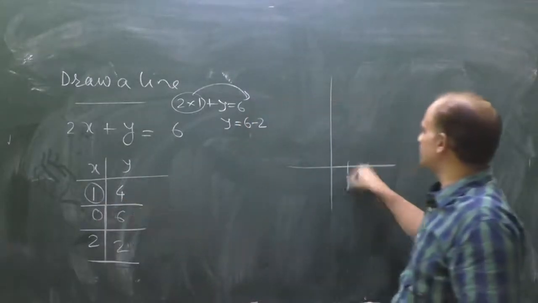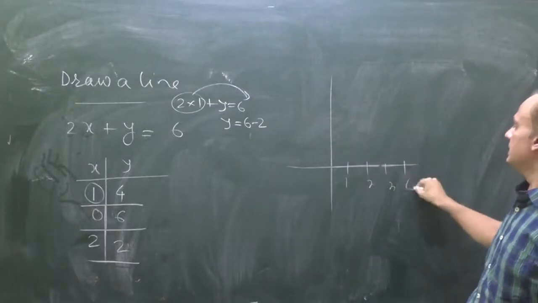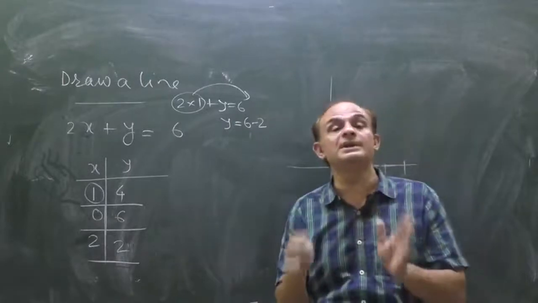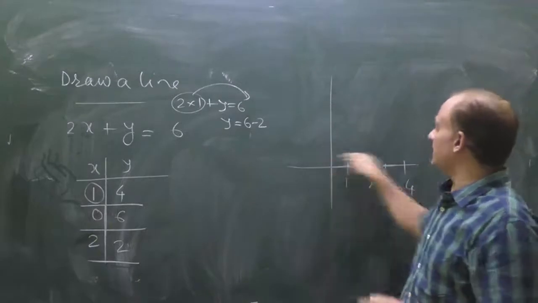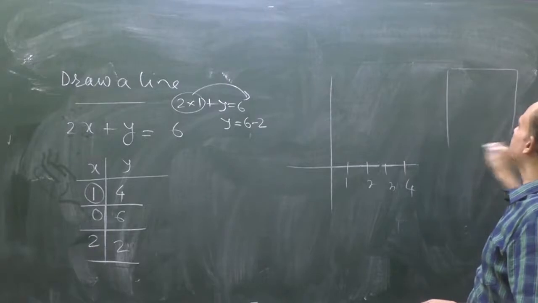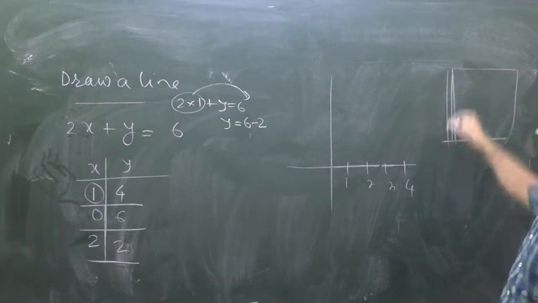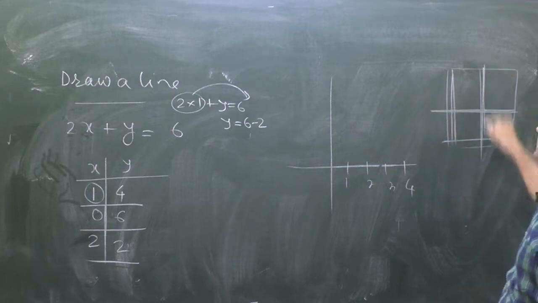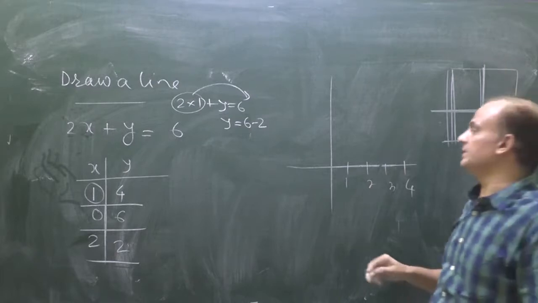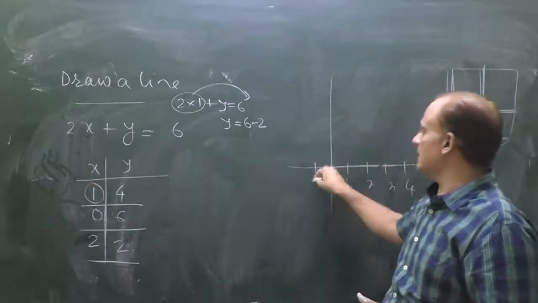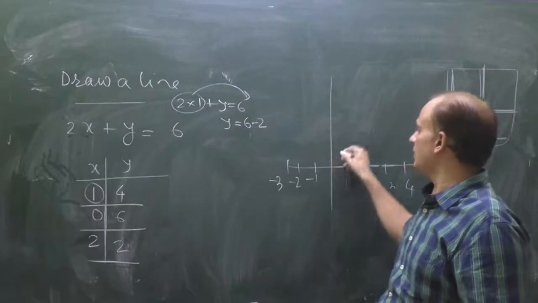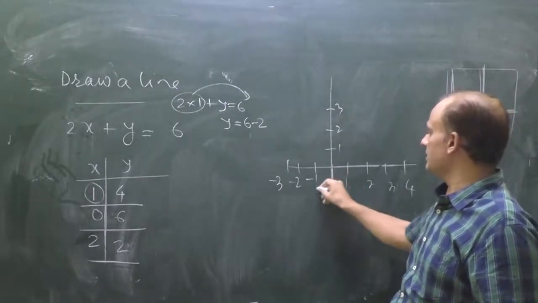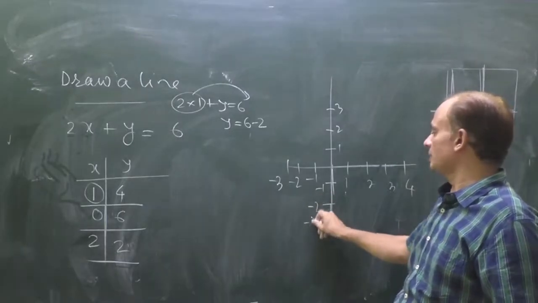So let's try to draw this line. What are the points? First I need to mark the points 1, 2, 3, 4. And as I said, for this you need a graph paper. For drawing this line on graph paper, suppose the paper is like this. Never draw the graph like this. You need to plot the lines in this way. From the center, draw a line horizontally, and from the half of the paper, draw a line vertically. A few negative points should be considered here: minus 1, minus 2, minus 3, and so on. And likewise here, 1, 2, 3, it is known to you.